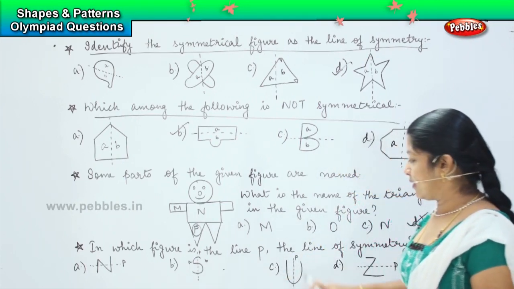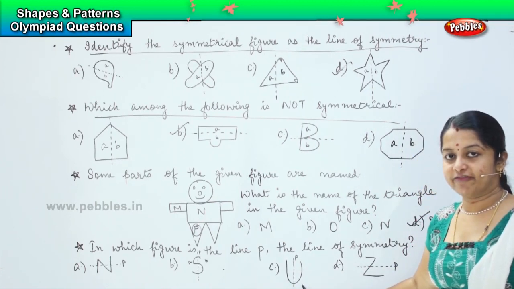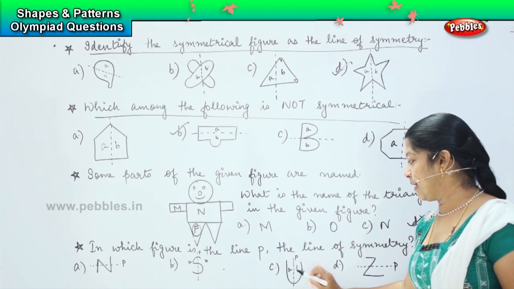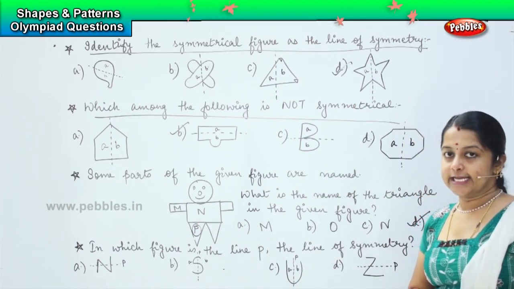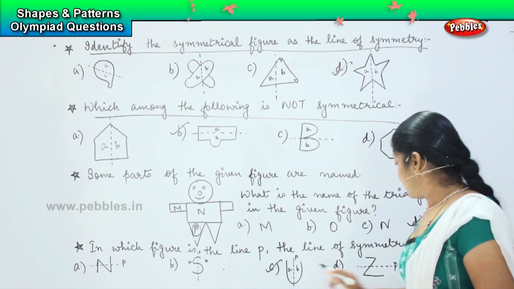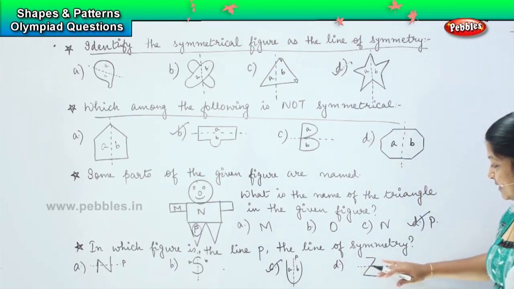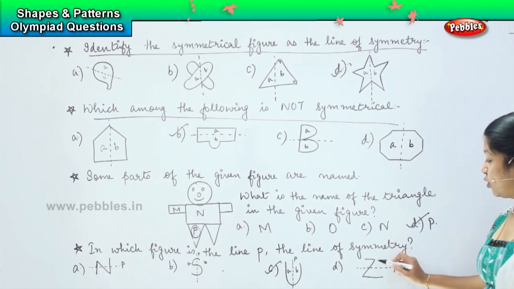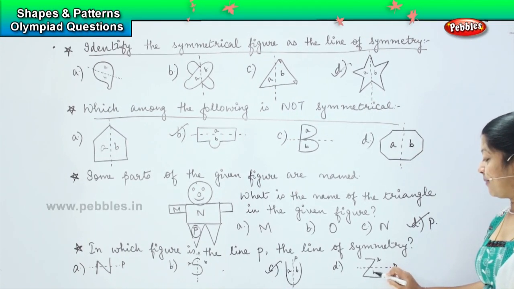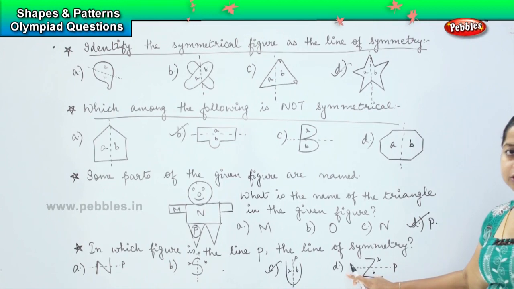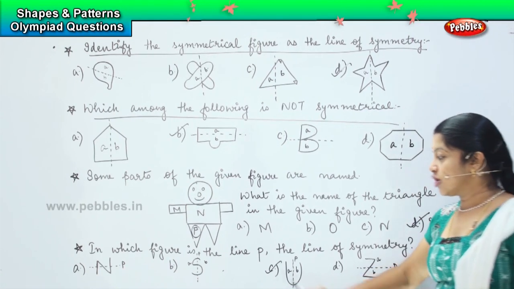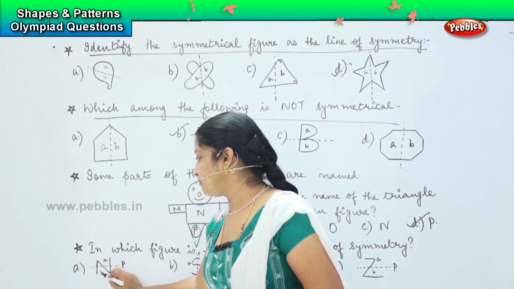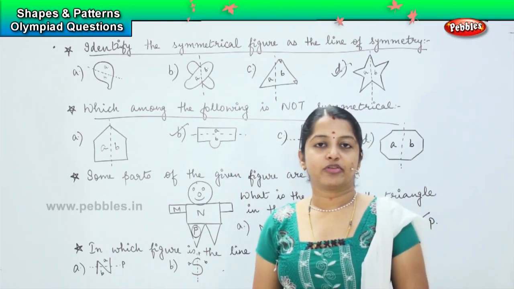Coming to the next one. In this alphabet U, if we divide, is it equal? A and B? Yes, it is equal, right? Coming to the next one, is this portion and this the same? No. Portion A is lesser than portion B. So this is also not symmetry. So in this case, option C is the right answer. Clear? Shall we move to the next question?